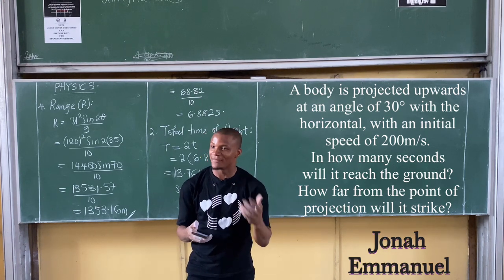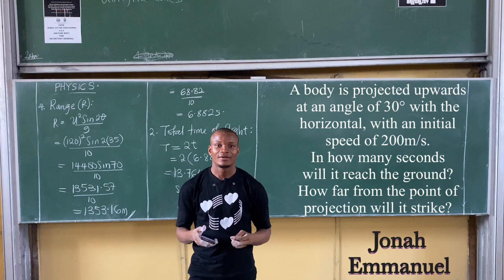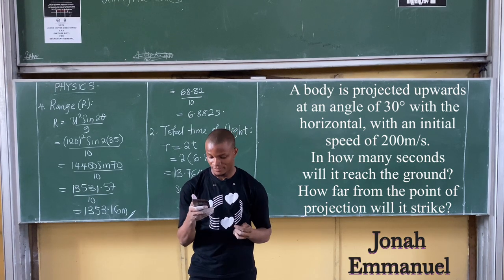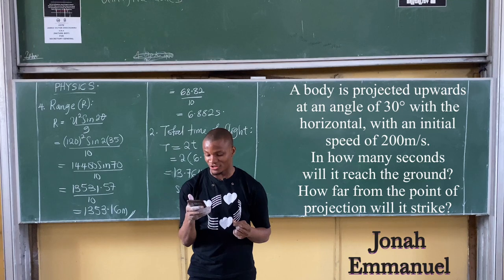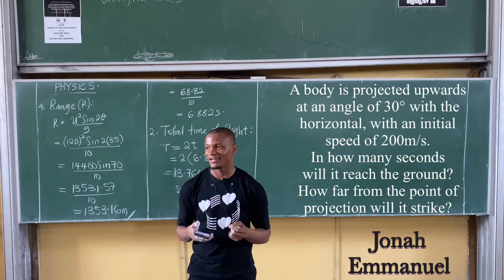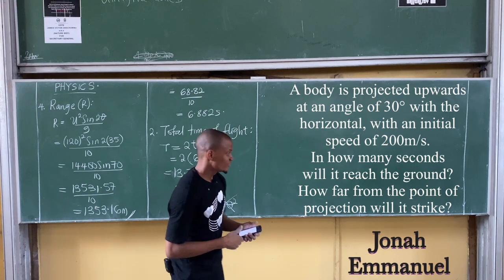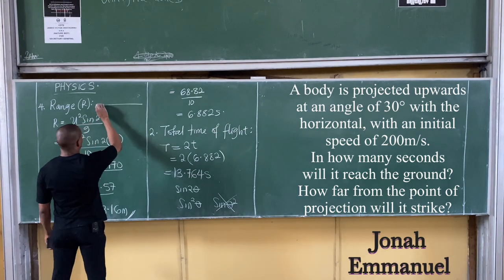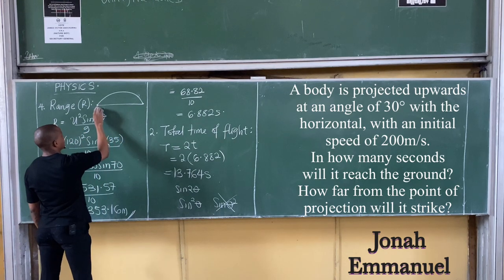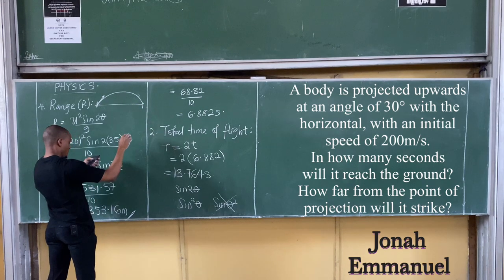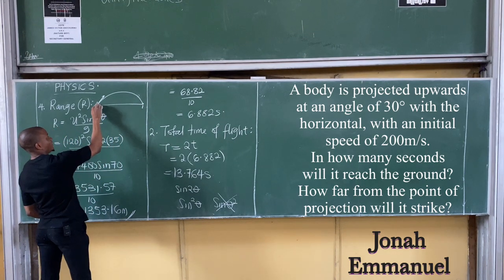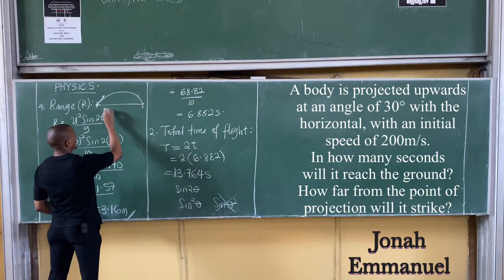What else are you asking for there? Which parameter is that? How far? Maximum height? How far from the point of projection will it strike? What are you asking for there? It's the range. See your point of projection here. It's from here I shot it. How far from this point?